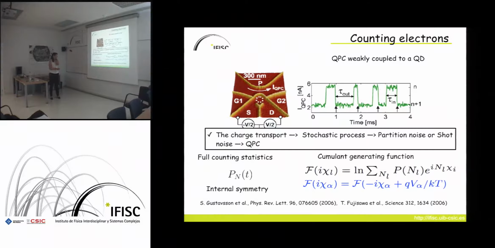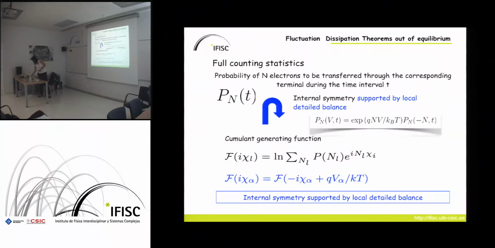you can also compute the noise, the mean average of the current and the noise, that is the second cumulant. But you can also ask about more cumulants. Then to do that, we need to build this function that is the probability that n.